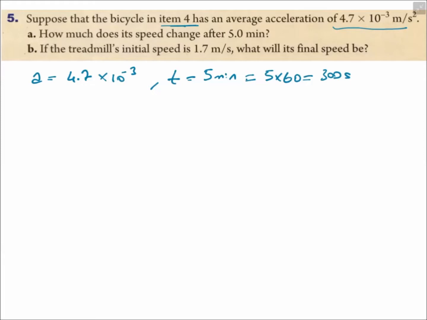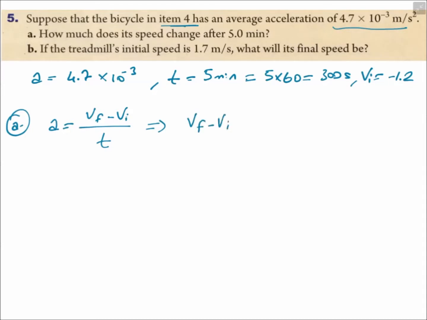And from the previous question, the initial velocity is negative 1.2 meter per second. And here at part A, it's asking what is the final velocity. I'm going to use the formula of the acceleration, v final minus v initial over time. Then from the cross multiplication, v final minus v initial equals a multiplied by the time. And so v final is going to be equal to v initial plus a times t.